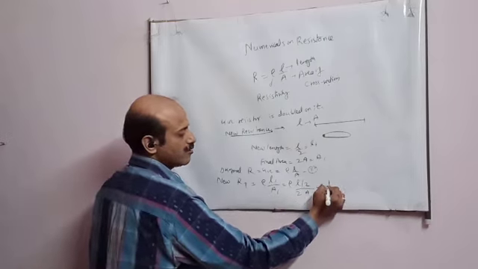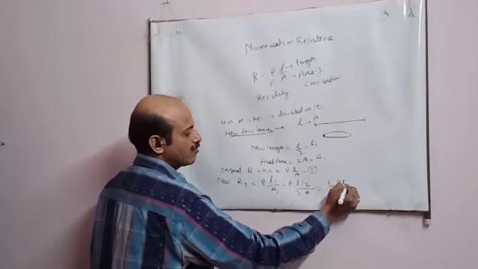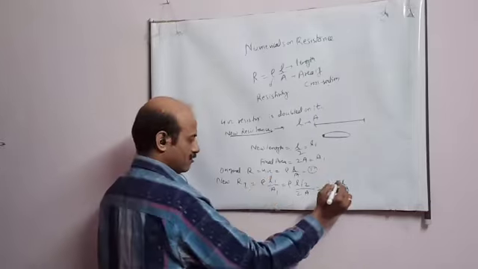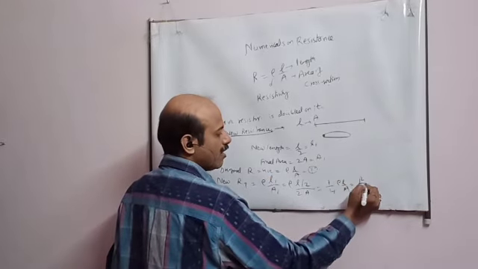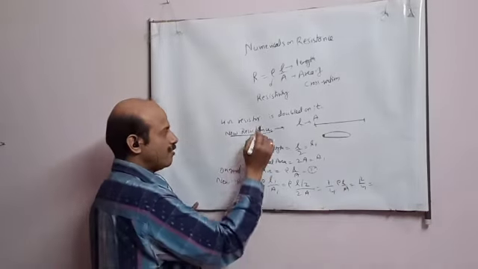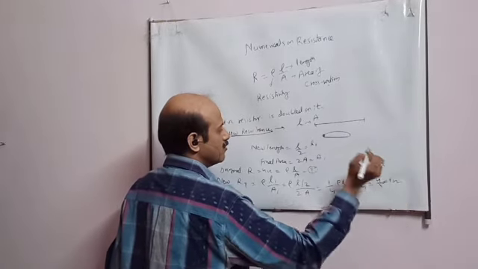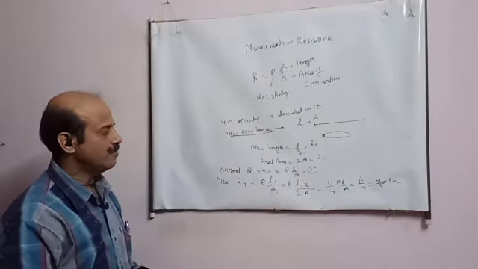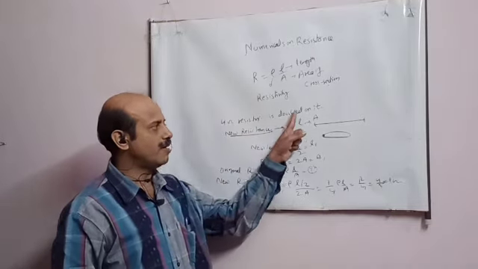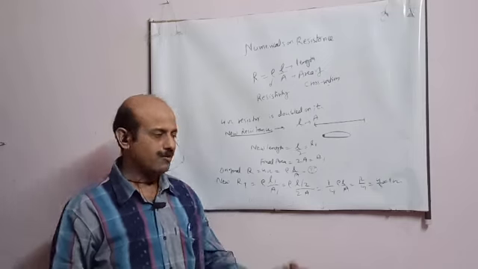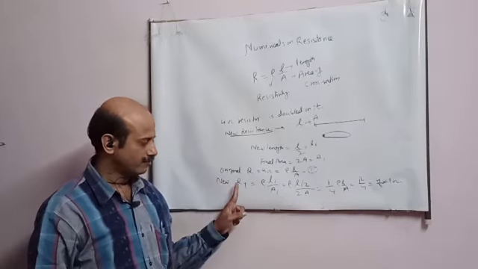So if I solve it, it is becoming 1 by 4 rho L by A. And rho L by A is the original resistance R. So this is becoming R by 4, and the R value is already given as 4 ohm. So 4 by 4, the answer is 1 ohm. This means when a resistance wire is doubled on itself, the resistance is becoming 1 ohm. You understood how I got it?